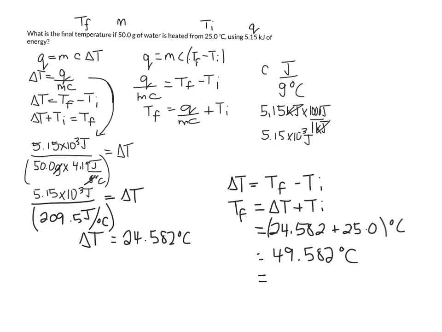I'm adding these two numbers, so I can only round my answer to the 10th decimal place, because this is the least accurate number. So 49.6 degrees Celsius was my final temperature. So when I heated the 50 grams of water from 25 degrees Celsius using 5.15 kilojoules of energy, the final temperature that it rose to was 49.6 degrees Celsius.